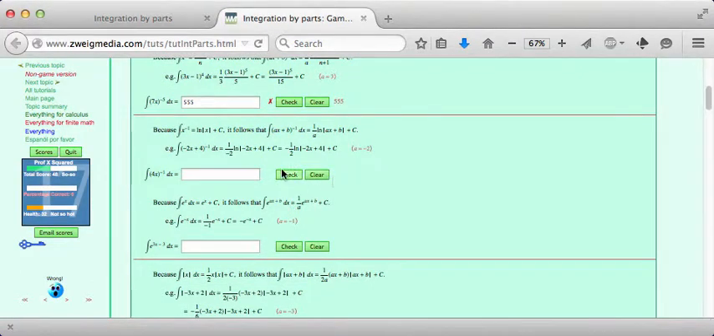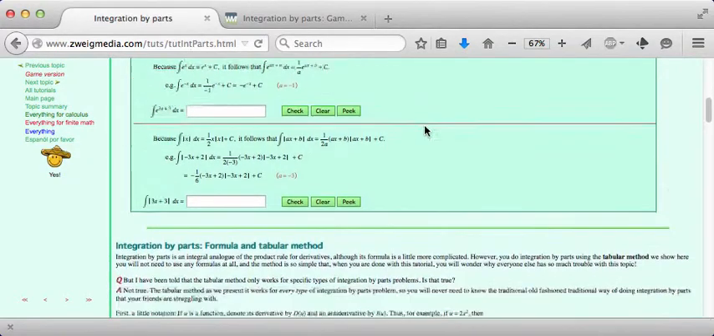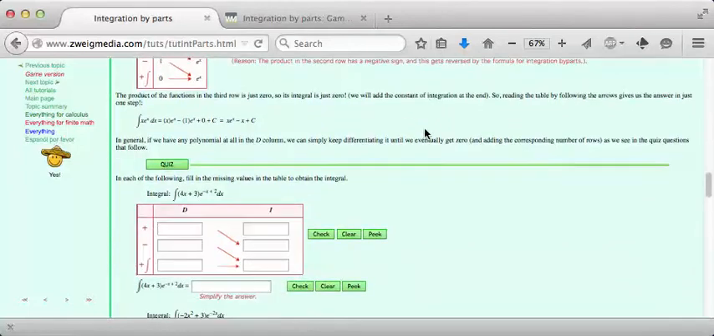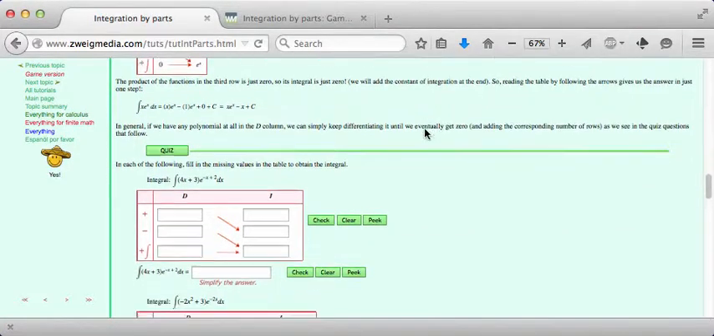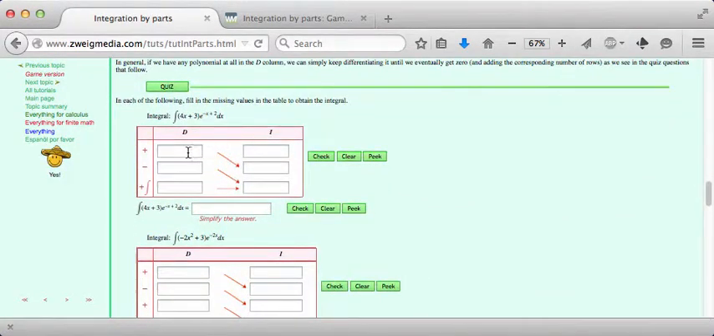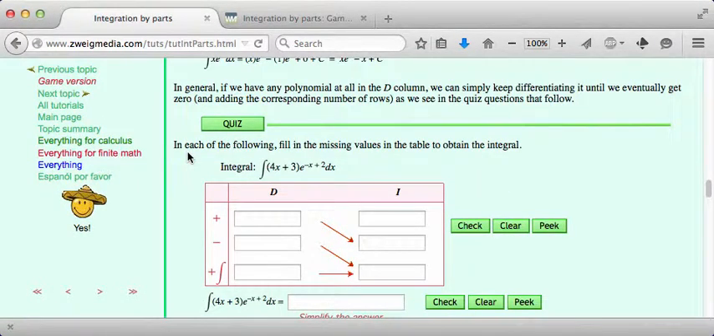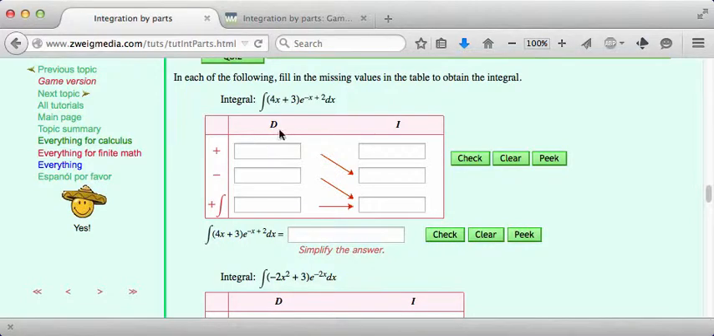Every time you reload the page, you get totally different problems to do, so you will never get bored. Anyway, back to integration by parts. If you scroll down further, let's keep going. This is the method that's outlined for you in the video. No need to go through all that again, except here is one you can actually do. Now I'm going to make that a little bigger because I want to see what I'm doing here.